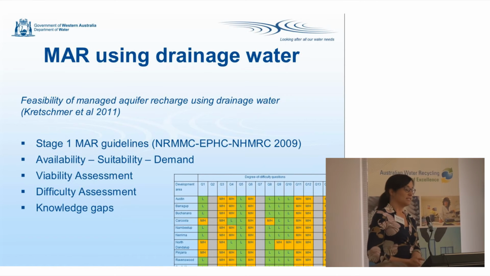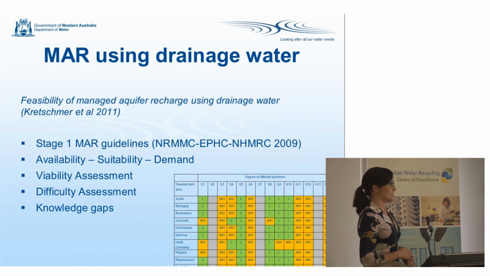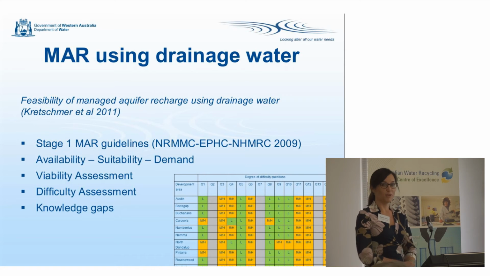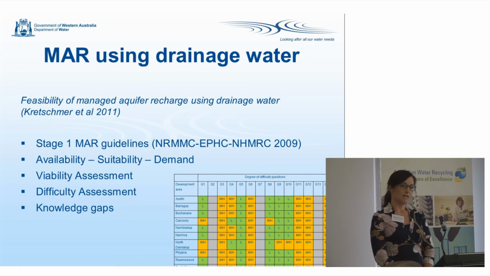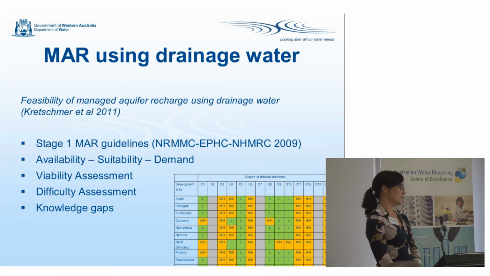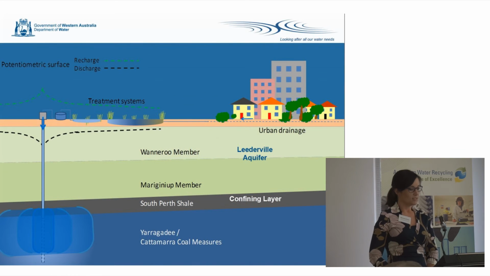The feasibility study was actually done by Peter Kretschmer, who is an Adelaide person and is now back working in Adelaide. He worked with us for a number of years. It follows the Stage 1 MAR guidelines and addresses the available suitability and demand questions, has a look at the viability and difficulty assessments, and then identifies the knowledge gaps.